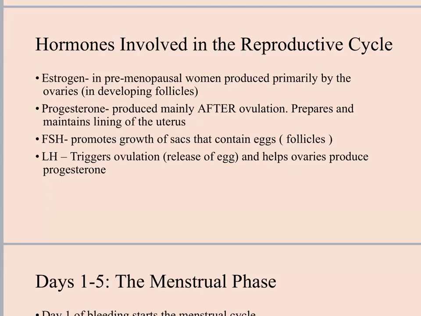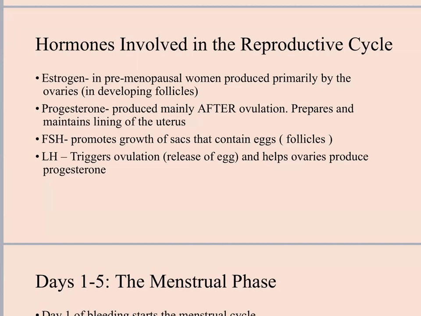I'm not really going to talk about that much more, but I want you to know there are a lot of women who have had complete hysterectomies where they've had their ovaries and their uterus removed, and they still have a little bit of estrogen that comes from those other sources. Now, progesterone is produced mainly after ovulation, and it prepares and maintains the lining of the uterus. And it is almost entirely made by the ovaries.